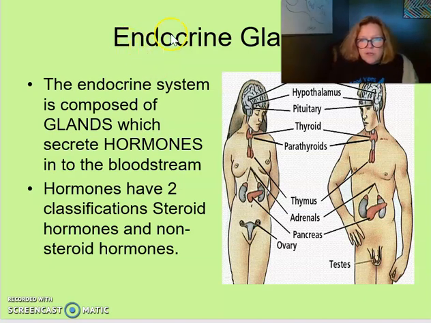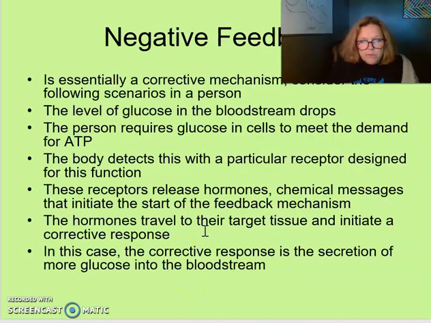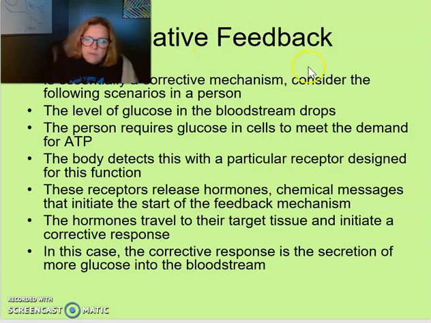So endocrine glands are inside the body and they release some kind of hormone into the bloodstream to help you maintain homeostasis in your body. And that works on negative feedback, which is a corrective mechanism.